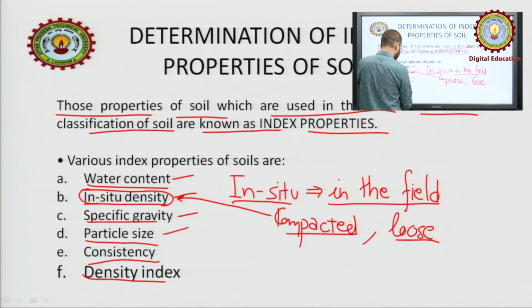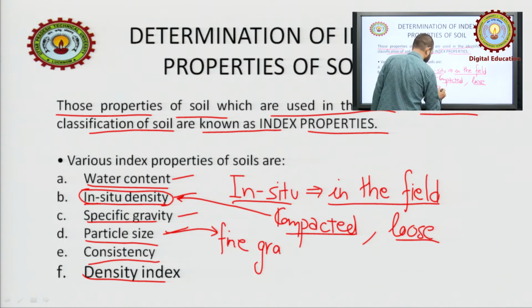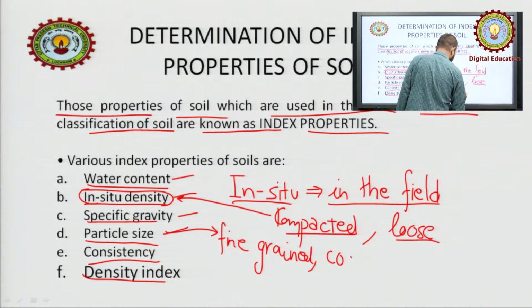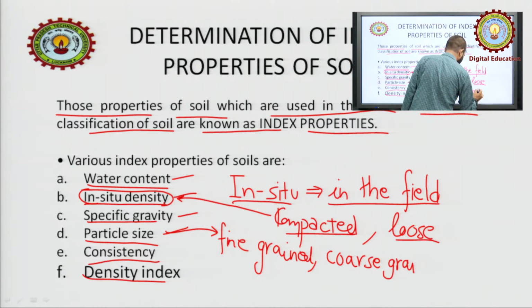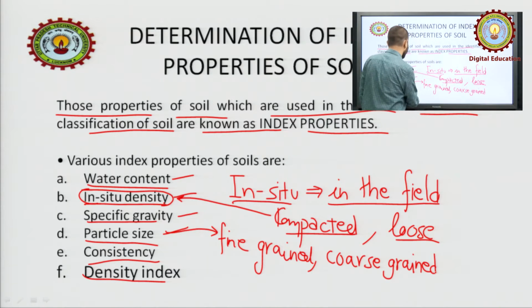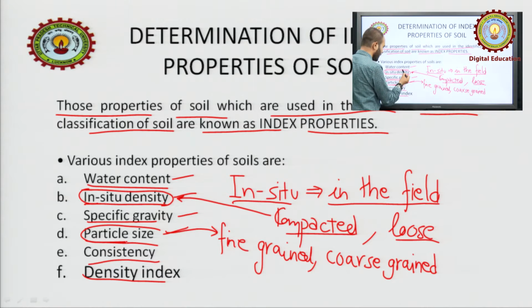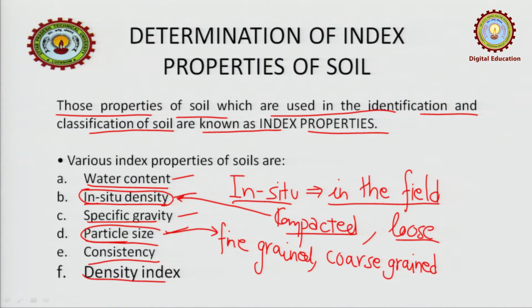Similarly, suppose the particle size. What is particle size? I think you already know that there are fine grained soil, again coarse grained soil, okay, and again medium and all. So, this is also a classification basis. So, all of them are the classification basis for the soil. We will be seeing them one by one. So, let us move forward.